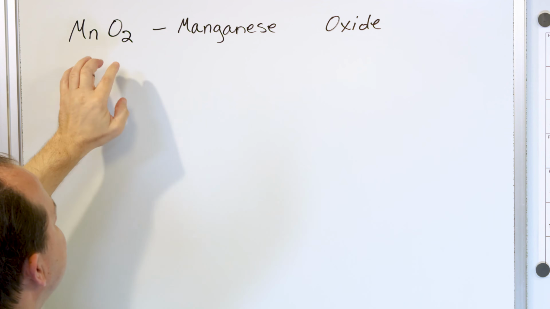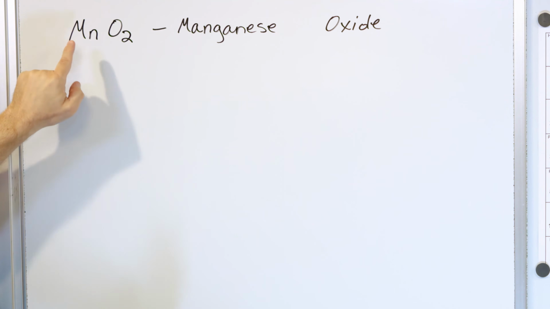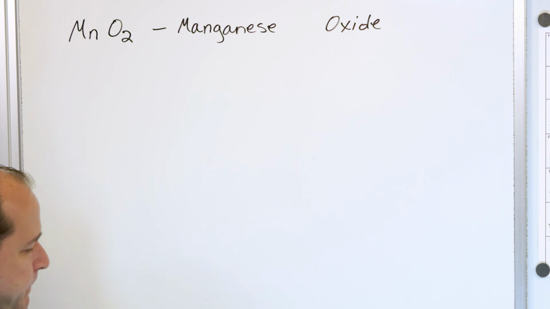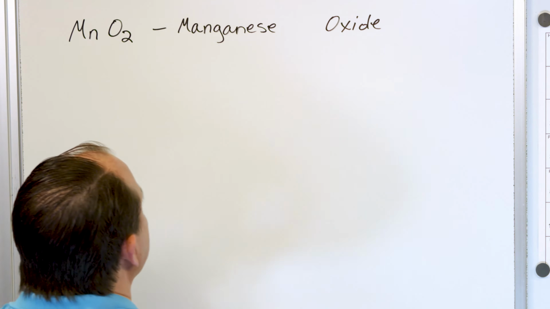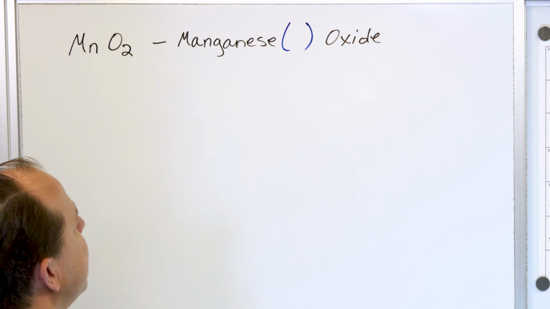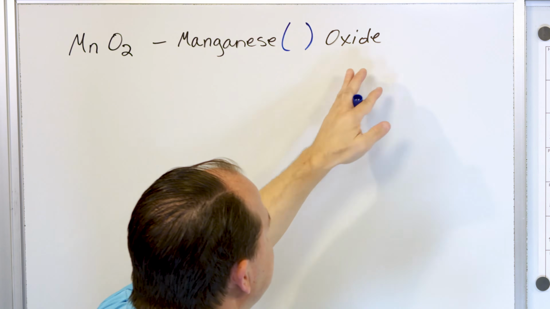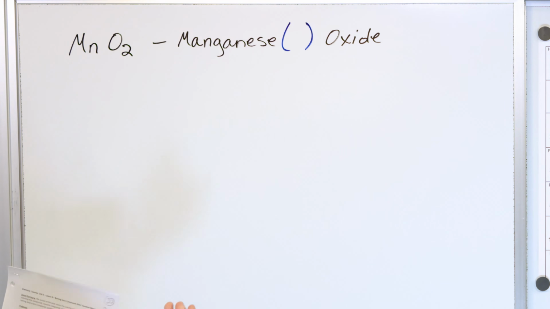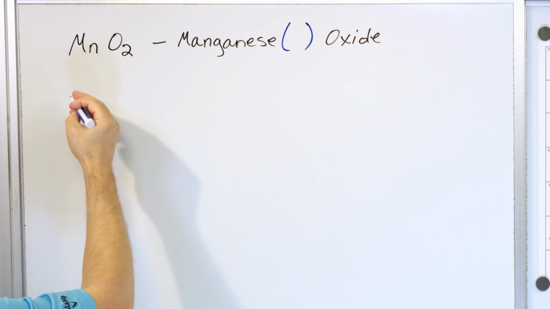So what we have to do when we know it involves a transition metal is figure out which charge is forming, and then we're going to put that in parentheses right after the manganese. Oxide is always going to form the same thing. Well, I shouldn't say always. It almost always carries the same charge.